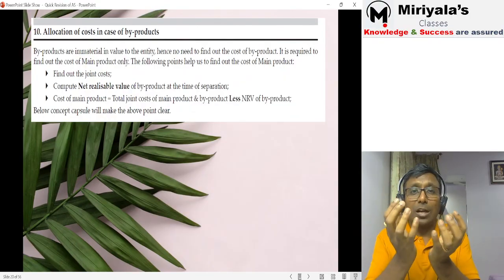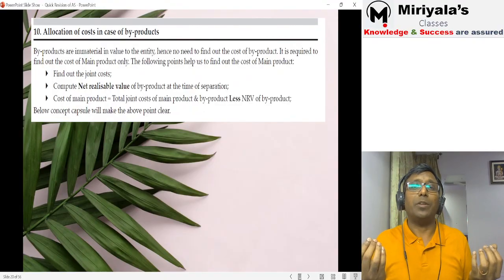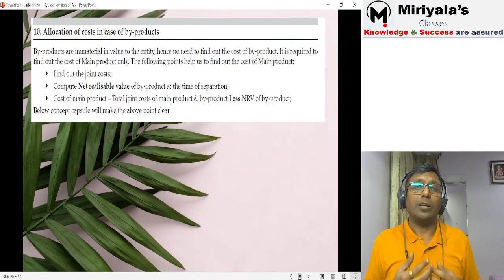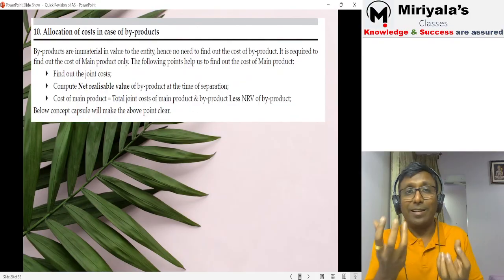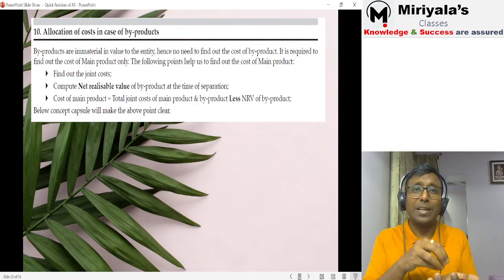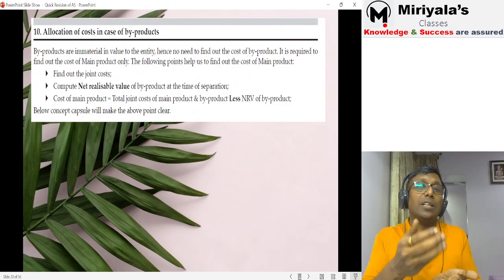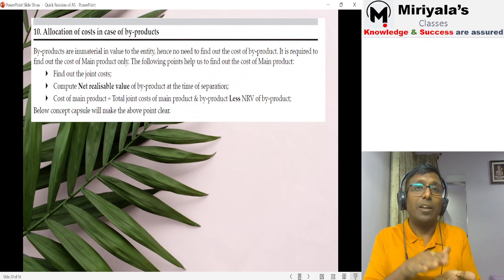The total cost value is going to be bifurcated between the joint products. So how do you bifurcate this? This is based on the selling price of the joint product immediately after separation. Sir, selling price is not available.